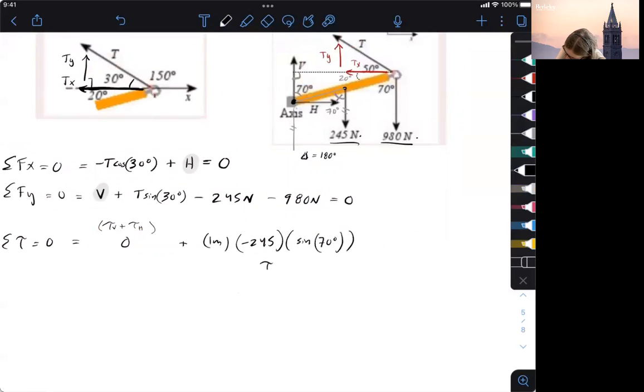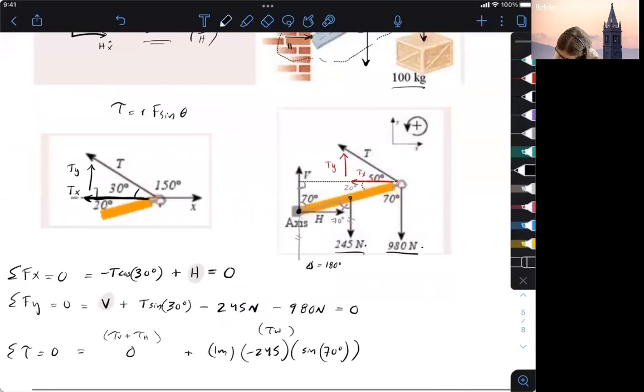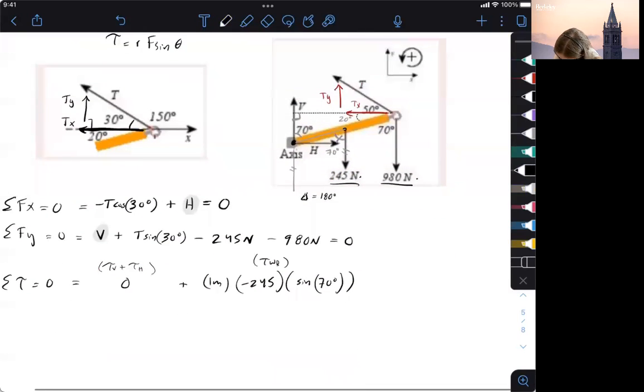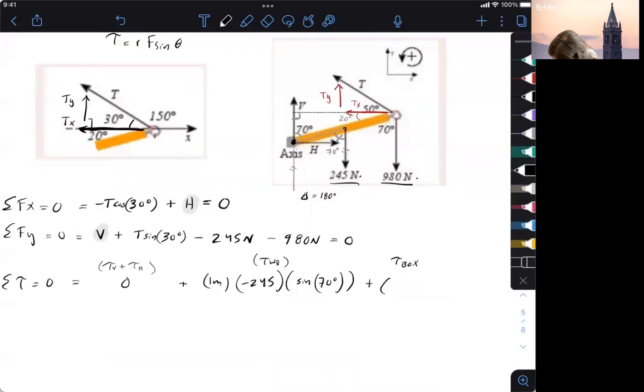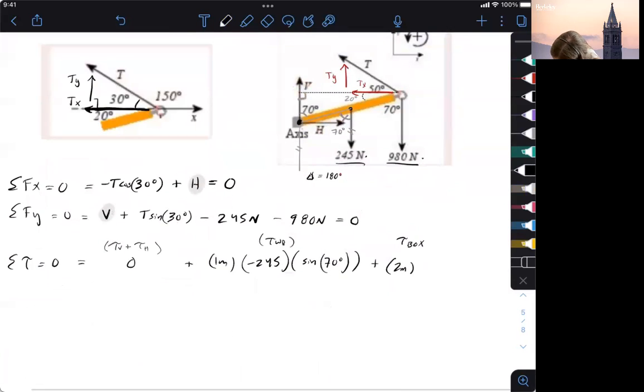So that's the torque for the weight. Okay. All right, next we're going to do the torque for the weight of the bar. Then we're going to do the torque for the box. Okay, and that one is the full length of the rod. So the full length of the rod is 2 meters. So 2 meters for that whole length of the rod.